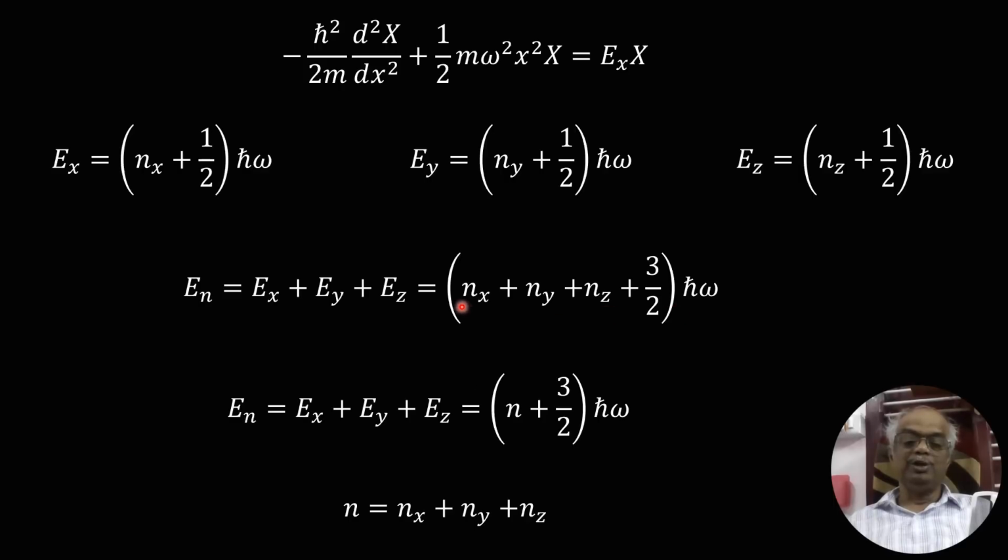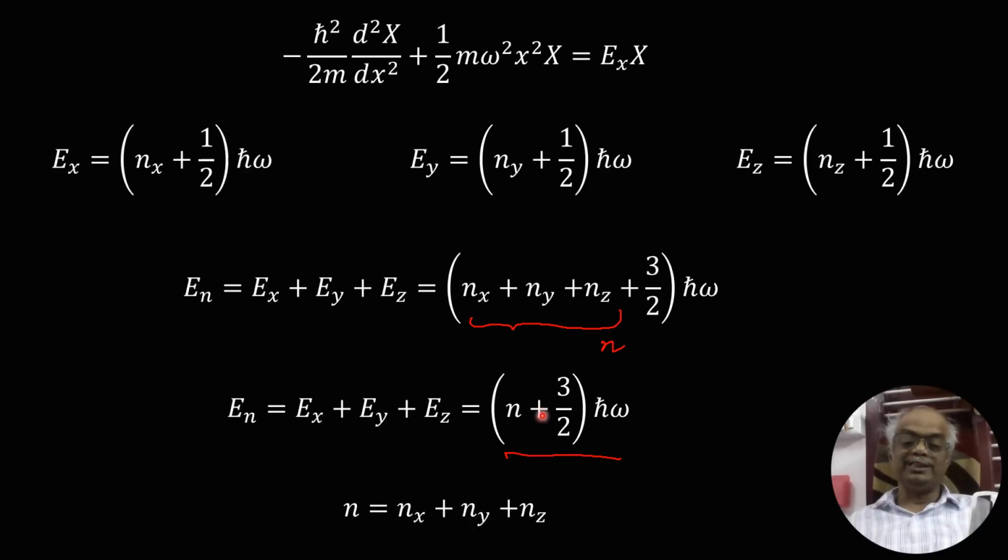So now we can write E_n equal to E_x plus E_y plus E_z, it is equal to this one. Then n_x plus n_y plus n_z, simply we take N. So this is equal to (N plus 3 by 2) h cross omega, where N is equal to n_x plus n_y plus n_z. This is the nth energy state of the harmonic oscillator in 3 dimensions.